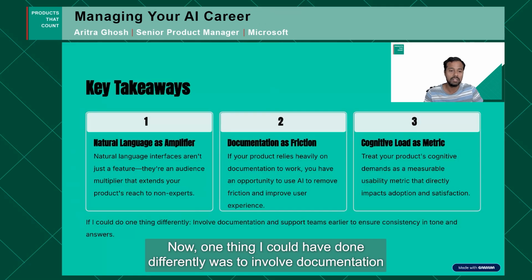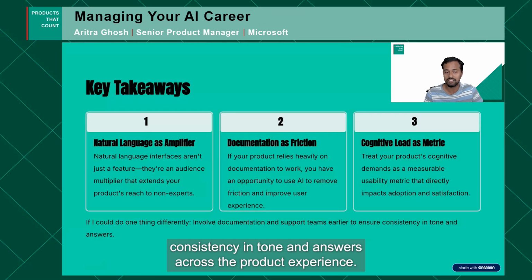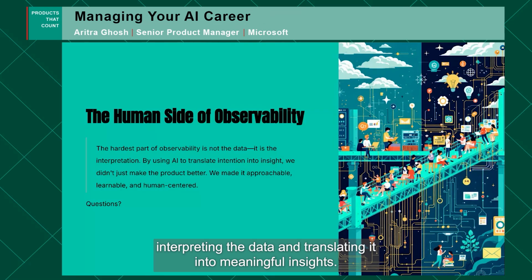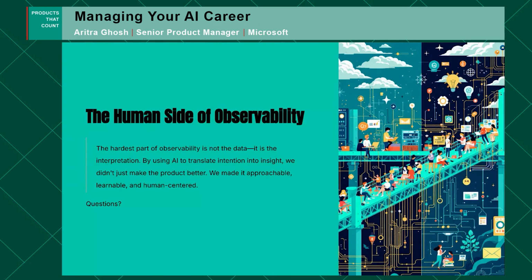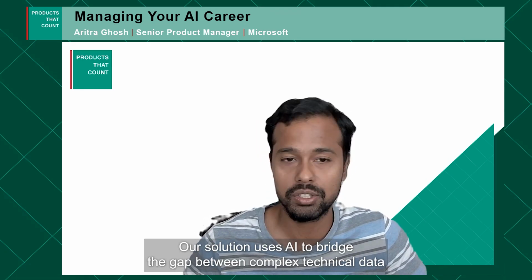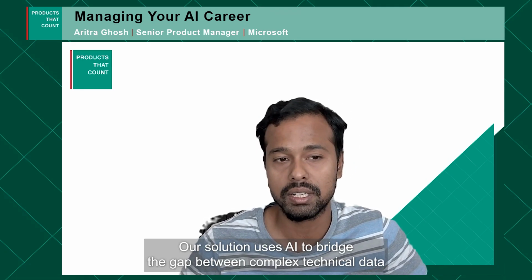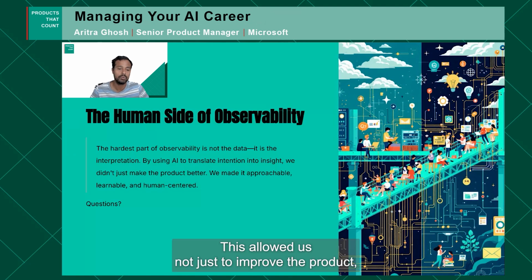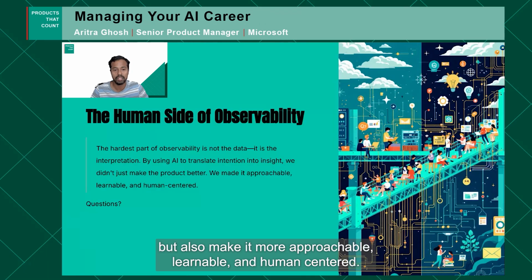Now, one thing I'd have done differently was to involve documentation and support teams earlier to ensure consistency in tone and answers across the product experience. The key here is the hardest part of observability is not the data, but interpreting the data and translating it into meaningful insights. Our solution uses AI to bridge the gap between complex technical data and the need for simple, actionable insights. This allowed us not just to improve the product, but also make it more approachable, learnable, and human-centered.